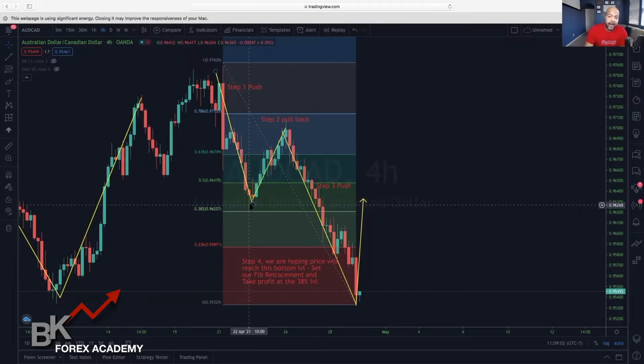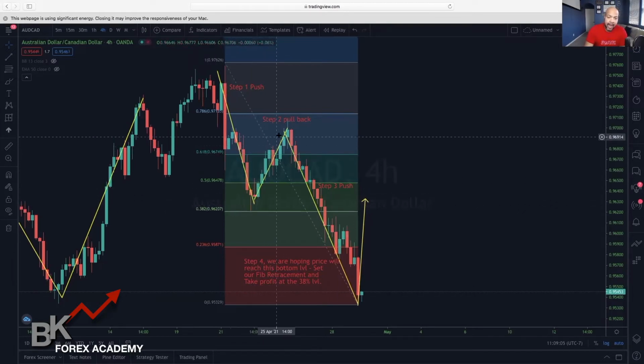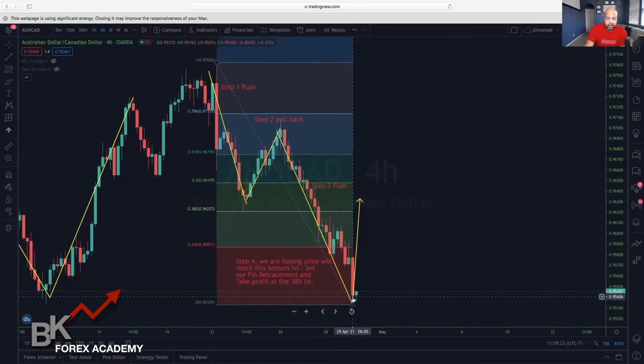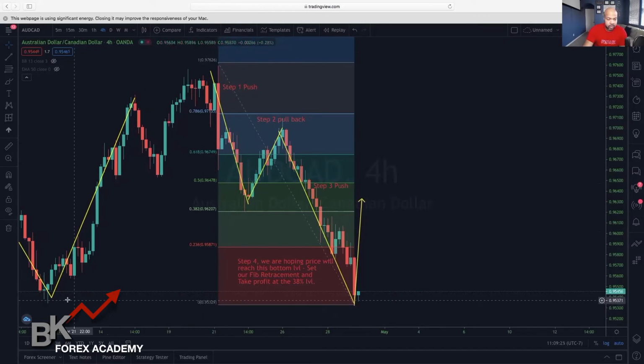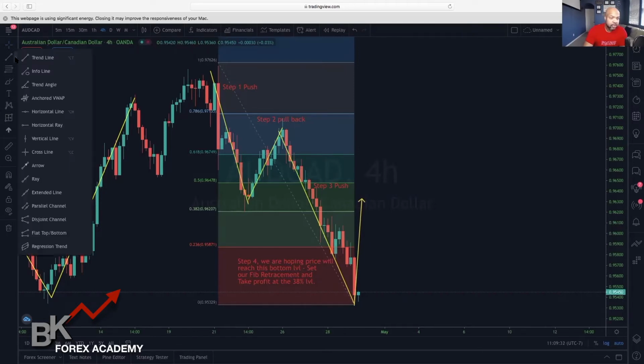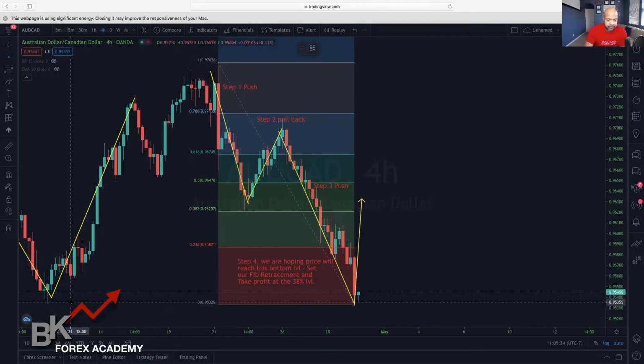All right. And then now we have step two, a pullback. It goes up, pulls back, and then we have another push to the downside. So this third push needs to go further than the second initial pullback here. It has to go further. And we can see price going down. And if you look left for clues for market structure, we see right here that it respected this area of support. So let's go ahead and draw a line there just so that it's easily identifiable.